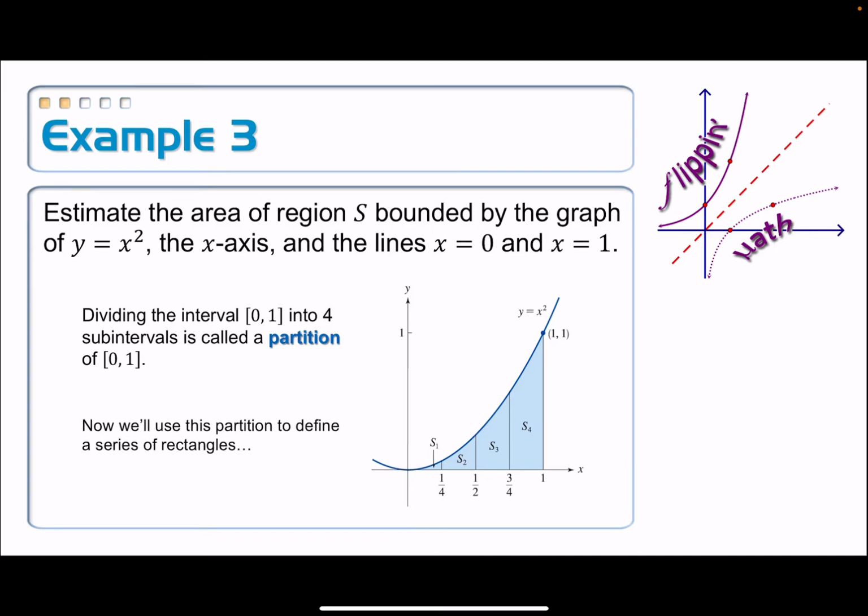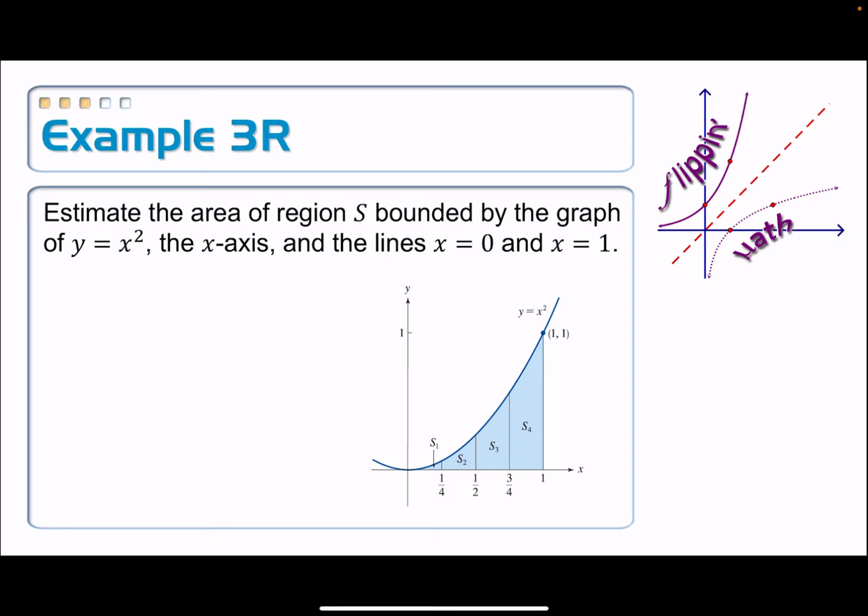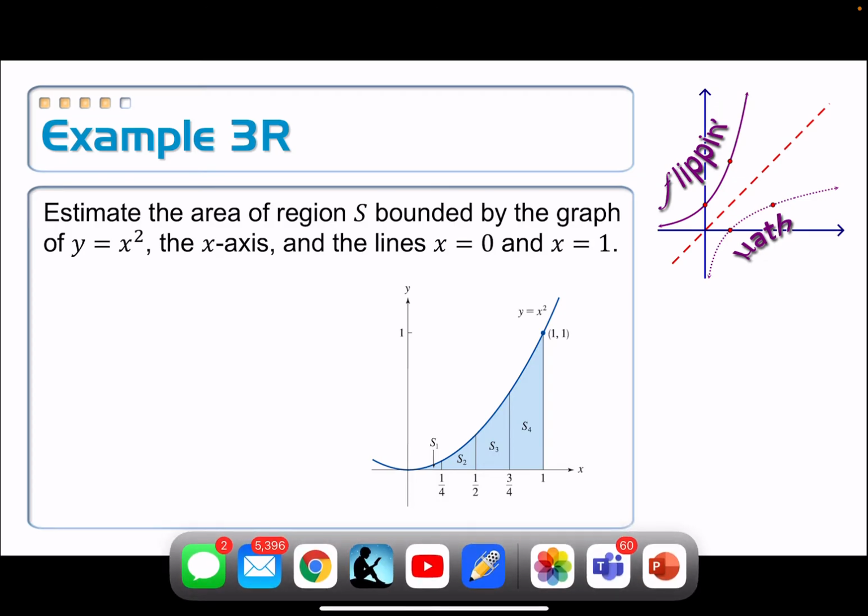To define some rectangles, just like the previous example, we're going to have to use one of the endpoints as the height of the rectangle. For each one of these little subintervals, I can either use the right side to make a rectangle, or I can use the left side to make a rectangle. We're actually going to do both of them. Let's start with the right-hand side. We're going to call this one a right Riemann sum, as you're about to see.